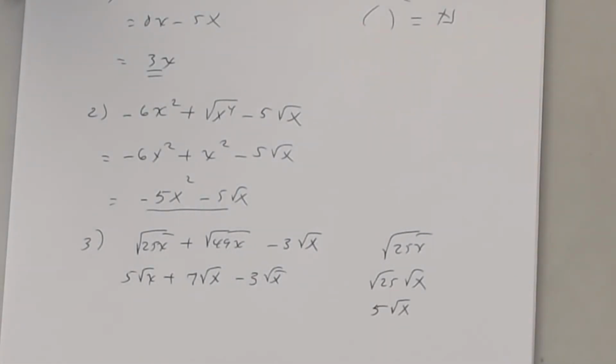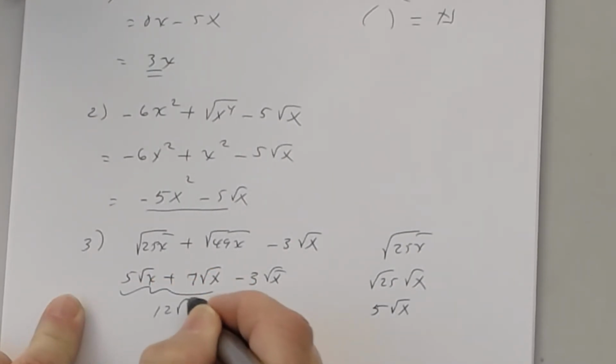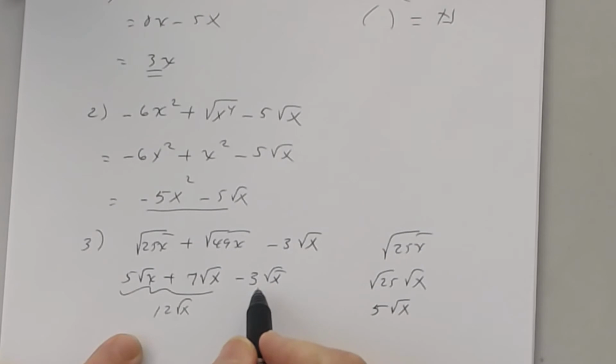Are all of these like terms? Yes. So what's 5 square root of x plus 7 of them? Okay, so that's 12 square root of x. I agree with that. And what's 12 square root of x minus 3 of them? 9 square root of x. Okay?